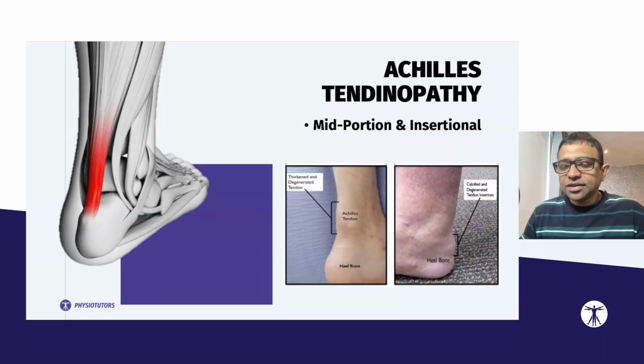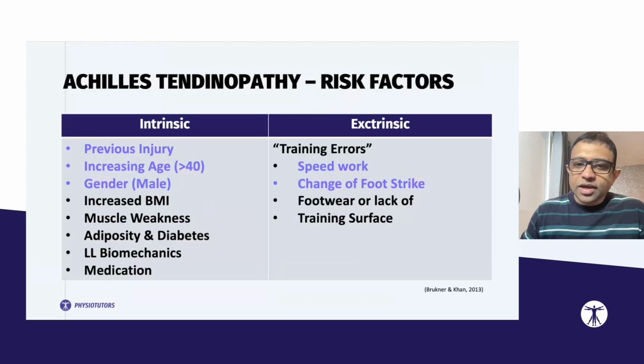So what are the key risk factors which lead to Achilles tendinopathy? We can put them into two groups, intrinsic and extrinsic. Intrinsic is internal factors like previous injuries or previous conditions. So if you've had Achilles tendon problems before, you're more likely to have them again.